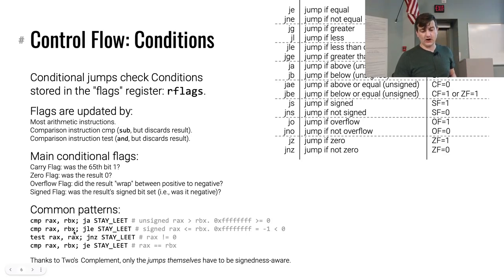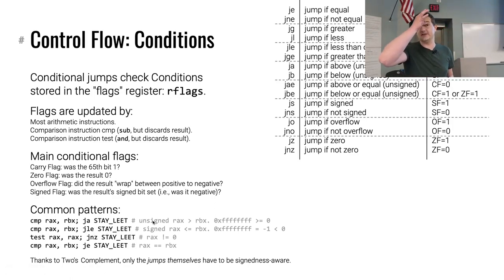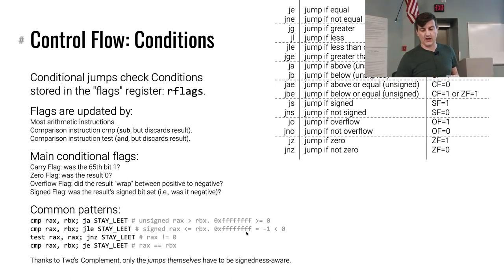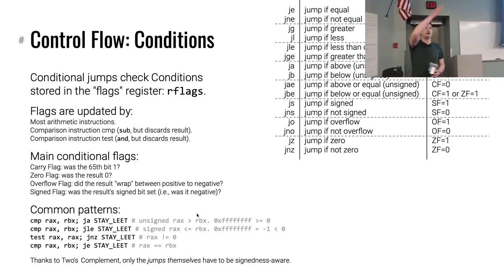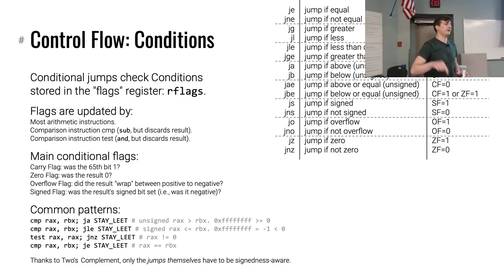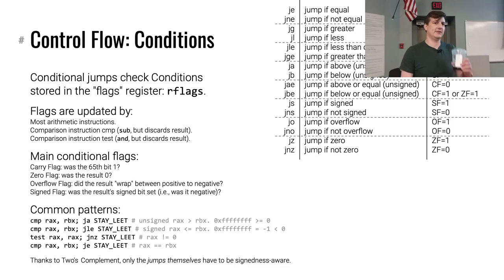Similar thing, compare RAX, RBX, jump if less than or equal to. This is a signed comparison, so it actually does keep track of signed values, negative values will be less than. So in this case, all Fs is negative one, that is less than zero. So signed comparison of RAX less than or equal to RBX. Test RAX, RAX, so this is RAX compared with itself. So jump if not zero, if RAX is not equal to zero. Jump if equal, compare them and jump if equal. So you can do all these kinds of checks, and this is literally how your compiler, depending on your if conditions, compiles conditional checks down into assembly.